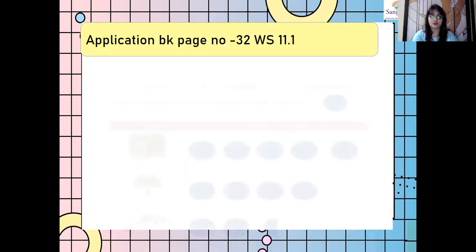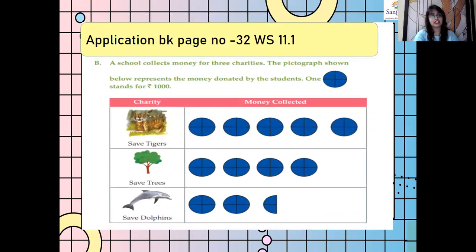Now let us start with another question of worksheet 11.1, that is the B question. Now children, here also they have given you a pictograph and you need to answer the questions given below. A school collects money for 3 charities. So a particular school has collected money for 3 different charities. The pictograph shown below represents the money donated by the students. So how much money has been collected by the students is shown in this pictograph.